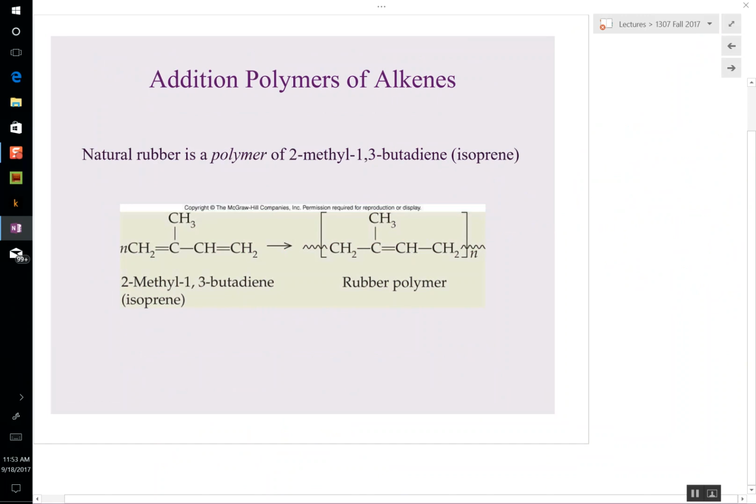Natural rubber, 2-methyl-1,3-butadiene. This is what you get out of rubber plants, isoprene. And you can polymerize it into rubber. It's a polymer. See, here's your monomer.